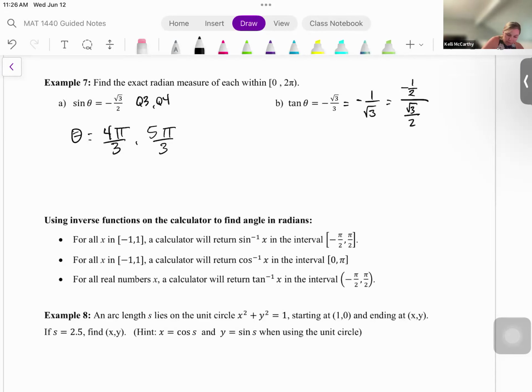And I'm actually going to do plus or minus 1/2 over plus or minus square root of 3 over 2, because that negative tangent value can happen when sine is negative and cosine is positive, or vice versa. So tangent being negative, this is Q2 and Q4. Remember that tangent is sine of theta over cosine of theta.